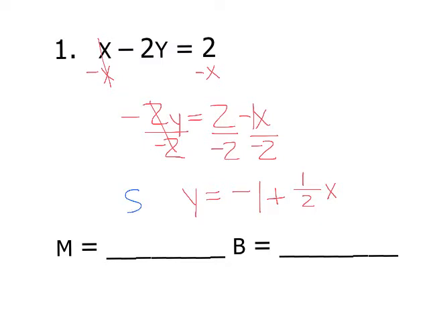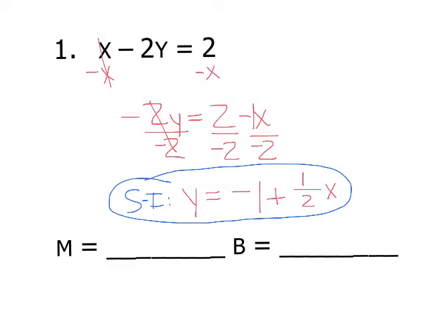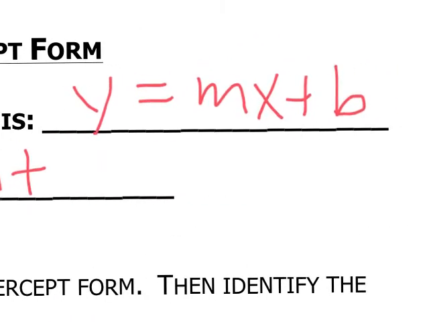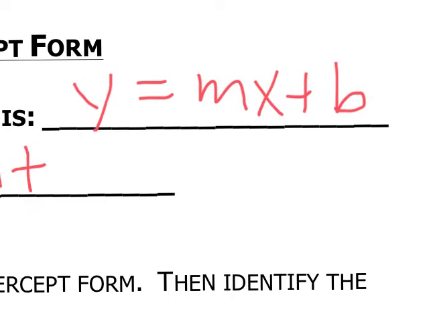This is slope-intercept form. Okay? This is now in slope-intercept form. Once I have it in slope-intercept form, now I can identify m and b. So I want to go back up to our slope-intercept form. And I want you to take a quick 30 seconds and talk with your partners about how do we know which one is M and which one is B. Go ahead.